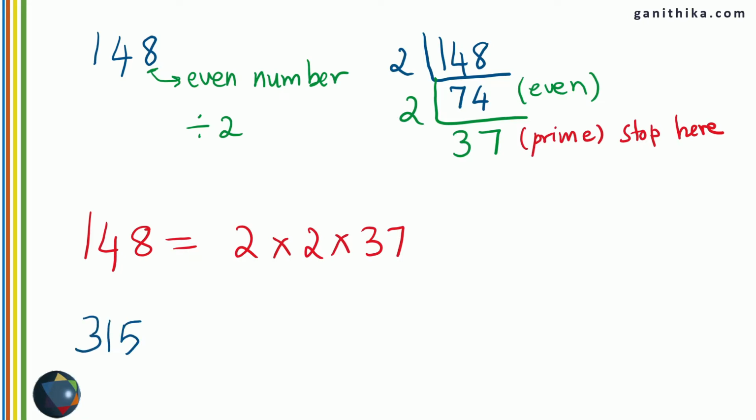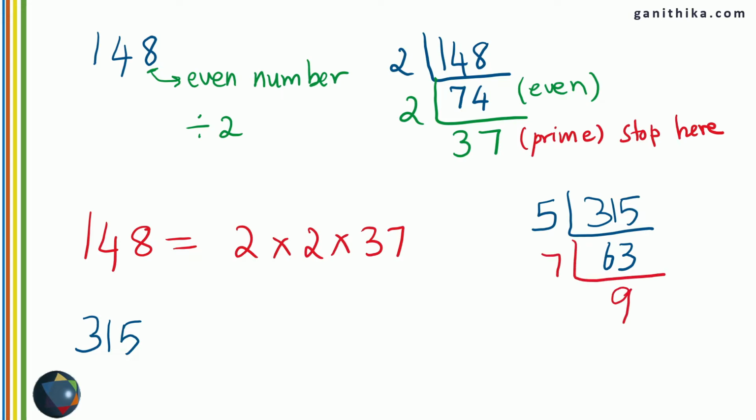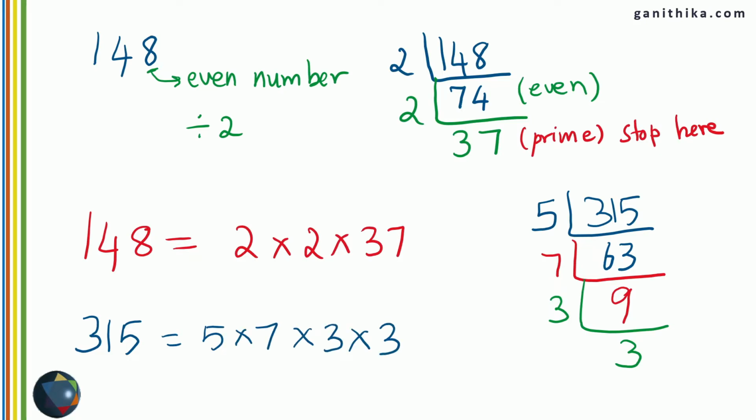Now try to prime factorize 315, which means you have to write this as a product of prime numbers. Start with the same process. 315 is divisible by 5. So I can write this as 5 times 63. Now 63 is not a prime number. It's still divisible by 7. 7 times 9 is 63. 9 is not a prime number. 9 is still divisible by 3. 3 times 3 is 9. Therefore, now we end up with a prime number 3 at the end, so we stop the division. Now the prime factors are 5 times 7 times 3 times 3. So this is how we have written 315 as a product of prime numbers.